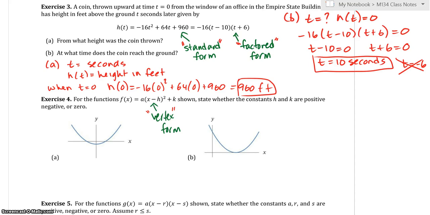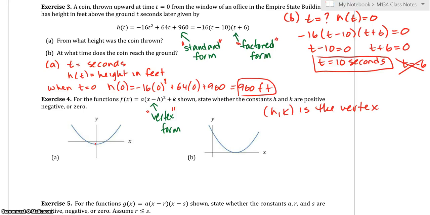So it says for the functions f of x that we have here shown, state whether the h and k are positive, negative, or 0. And if you remember, h comma k, what is that? H comma k is the vertex. So this vertex, what do you think? Positive, negative, or 0? So pause, try that, and come back when you're ready.